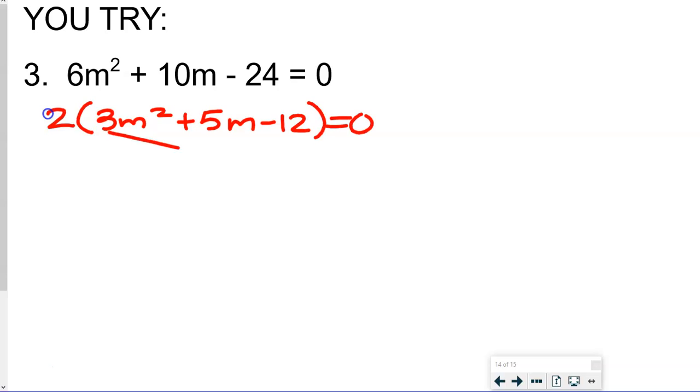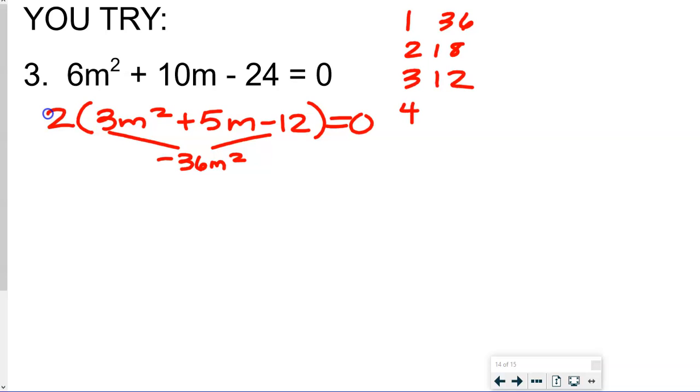Now I'm going to factor it. It's going to make it a little easier. So this is going to be negative 36 m squared. Okay, again, we're looking at the factors of 36. So our factors of 36 are 1 and 36, 2 and 18, 3 and 12, 4 and 9, right?